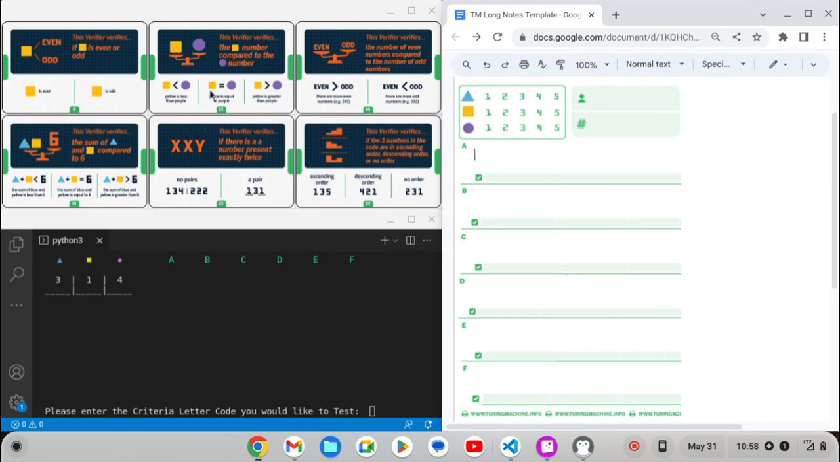Criteria card B will compare the middle digit and the last digit and will let us know whether the square digit should be less than circle, should they be equal to each other, or should the square digit be greater than circle. Criteria card C will look at the 3 digits in our code and will let us know whether there should be more evens than odds, or vice versa, less evens than odds.